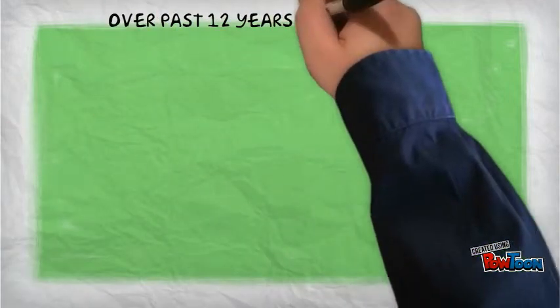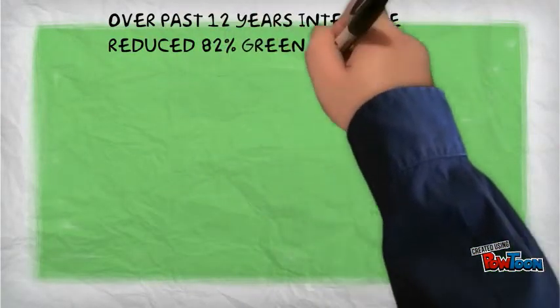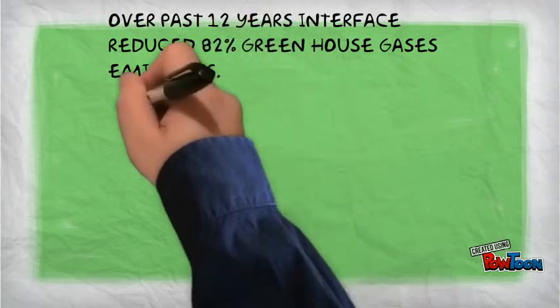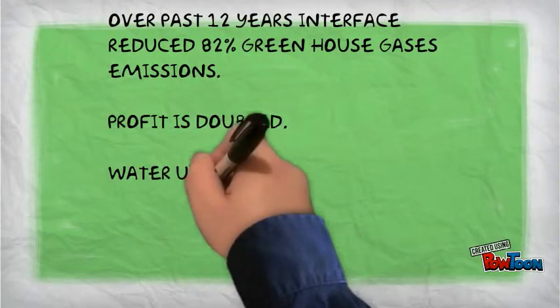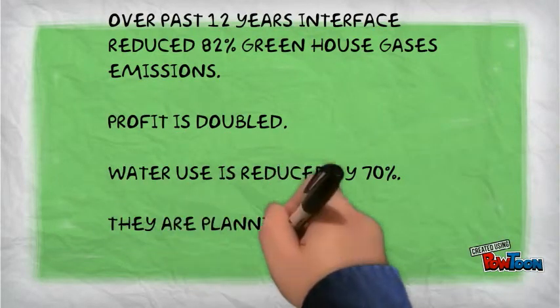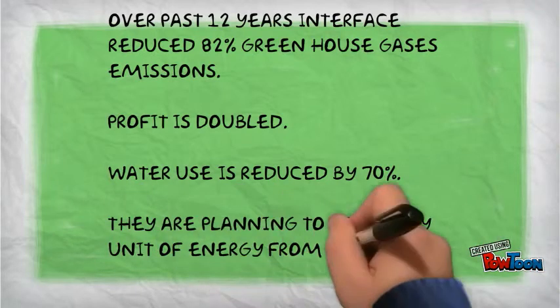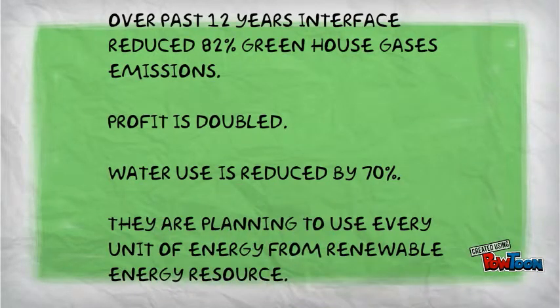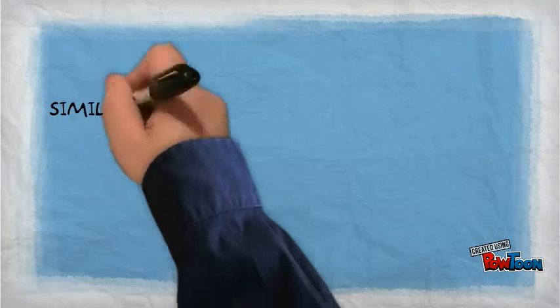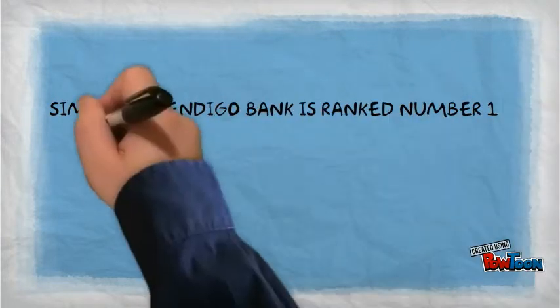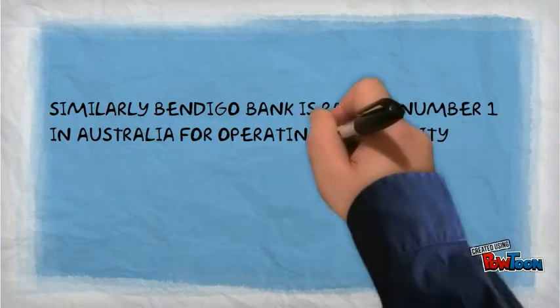In a speech, CEO of Interface Ray Anderson told that over the past 12 years, Interface reduced greenhouse gas emissions by 82%. Their profit has doubled. Water use is reduced by 70%. They are planning to use every unit of energy from renewable energy resources. Wherever possible, they are trying to close the loop of take, make, waste by planting trees and giving something back to the environment. They are recycling carpets also.